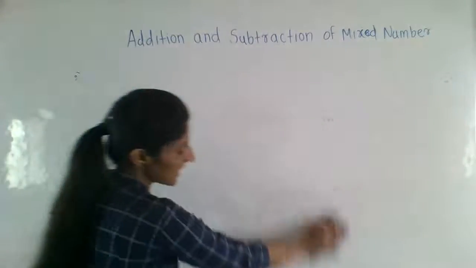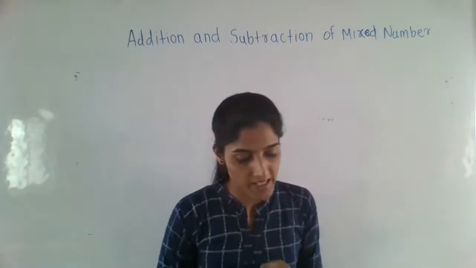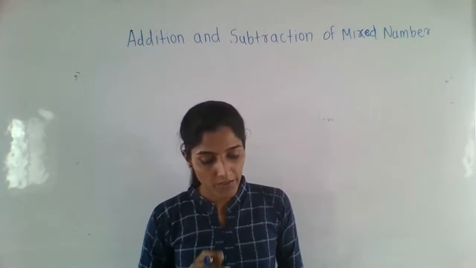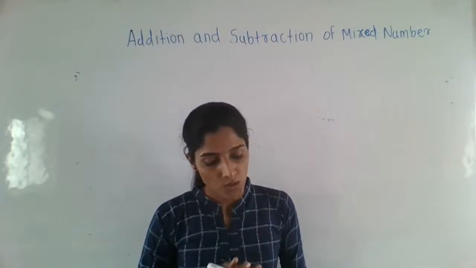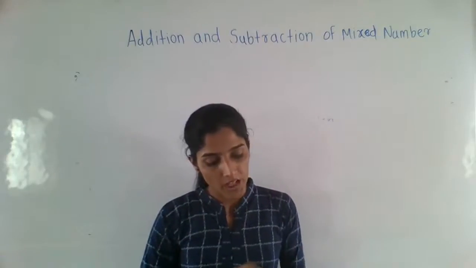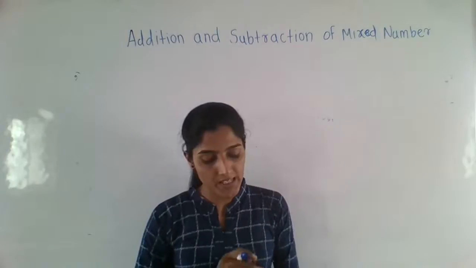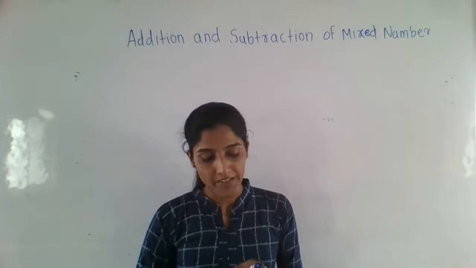Now you can see the last example, that is Sandeep filled water in 4 by 7 of empty tank. After that, Ramakant filled 1 by 4 part more of the same tank, and Umesh used 3 by 14 part of the tank to water the garden. If the tank has the maximum capacity of 560 liters, how many liters of water will be left in the tank?